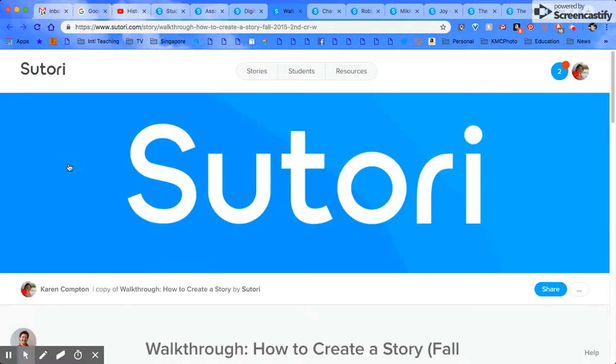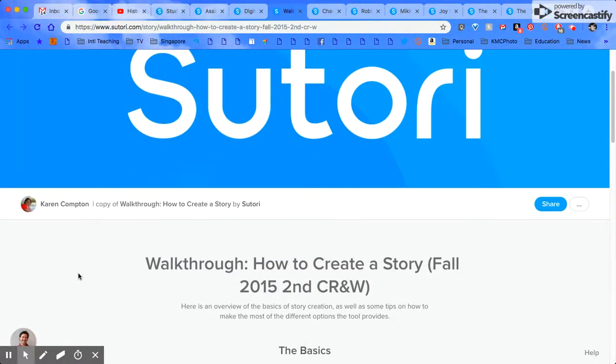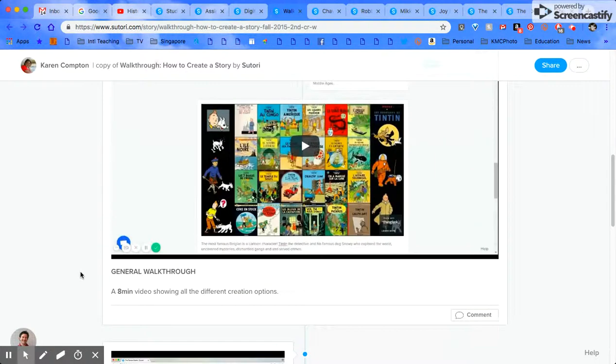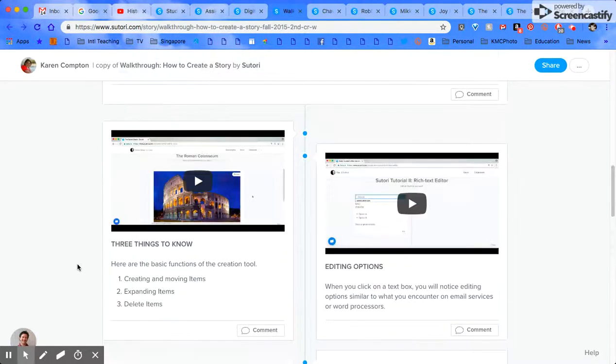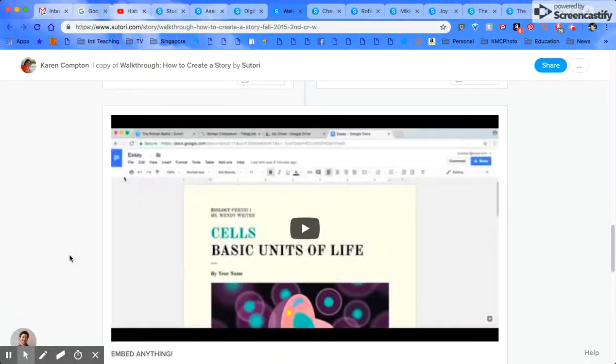Another one that I used a lot when giving this assignment was just how to create a story in Sutori in general, going through the basics. I so appreciate the videos, the screenshots, the screencasts, so that students can keep going back through and double checking what they're doing and how to do it. So those were some of the resources that Sutori offers that I embedded into my teaching and added to my classes.